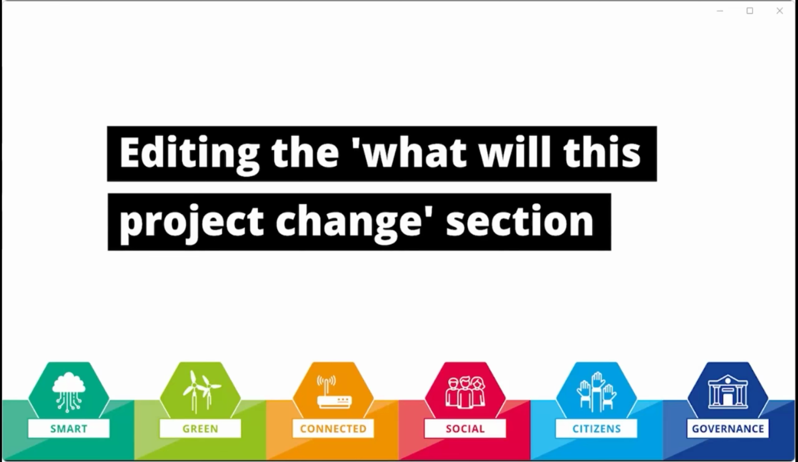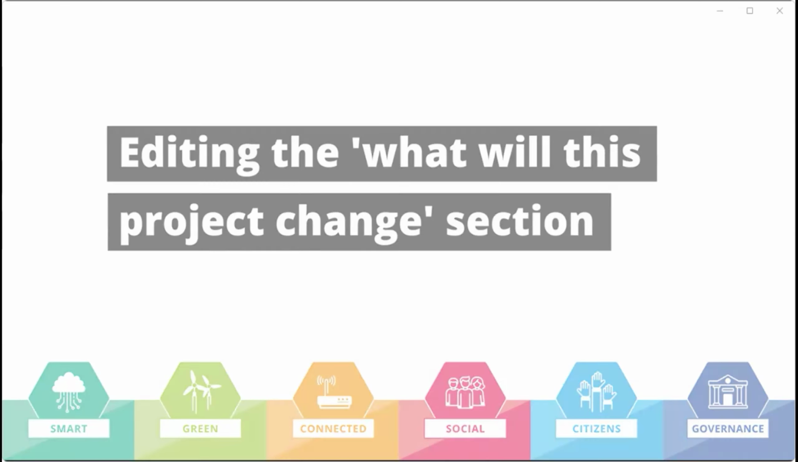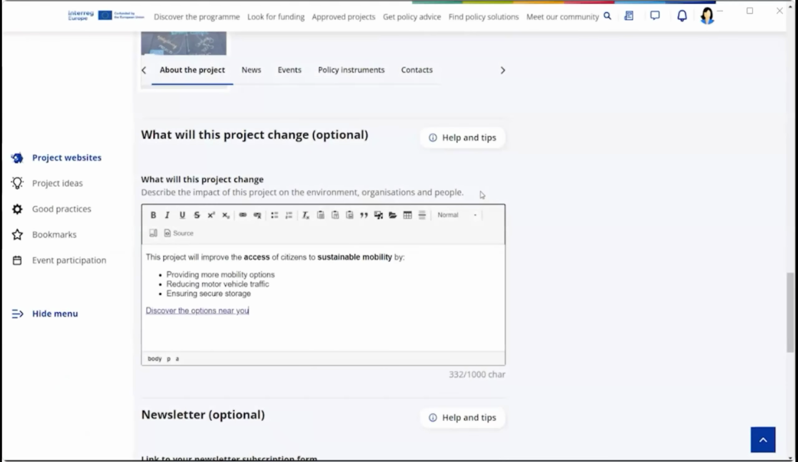What will this project change? Your audience might be interested in knowing what impact your project will have on them, their friends and family, and everyone else who lives in their region. So describing the impact your project will have on the policies and lives of the people in the regions is a great way not only to promote your project, but also to engage with the people whose lives you're trying to improve. So if you wish, you can describe the impact in 1,000 characters or less.